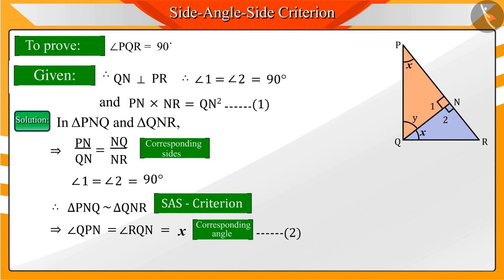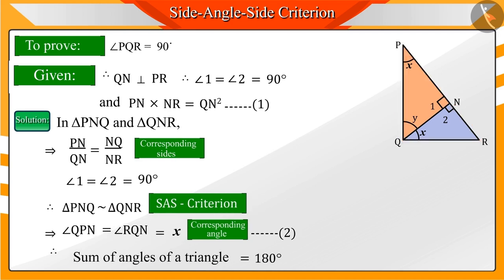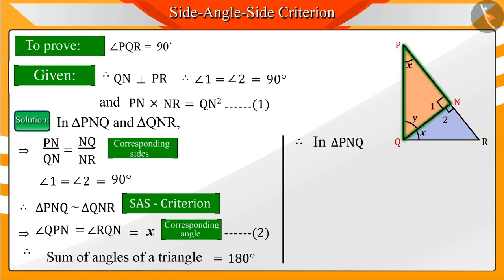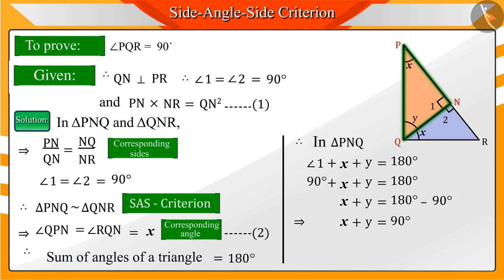We know that the sum of all the angles in a triangle is equal to 180 degrees. Hence, in triangle PNQ, the sum of X and Y would be 90 degrees. And in the given figure, we can see that the angle PQR is the sum of X and Y. Hence, angle PQR will be equal to 90 degrees. And this is what we had to prove.